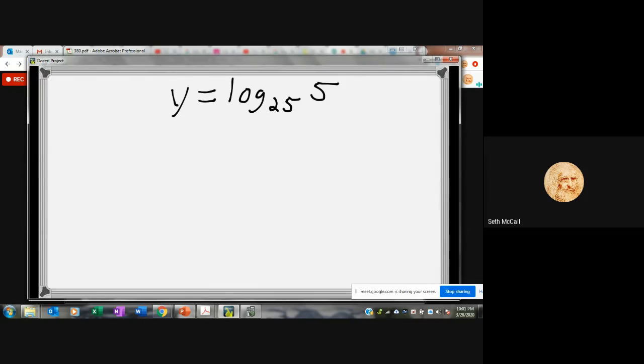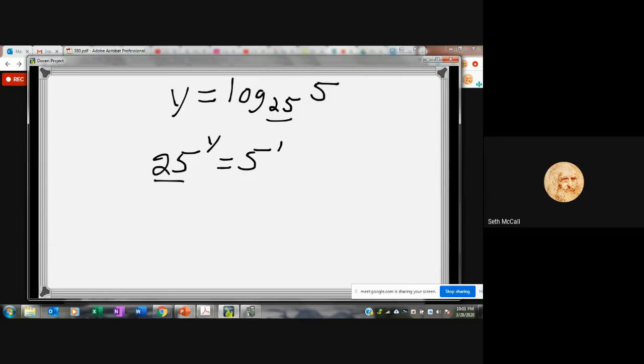So this is again logarithmic form. We want to write it into exponential form. The base of the log is 25, therefore that becomes the base of our exponent. The 5 and the y switch, and we get that. Now this one's going to take a little bit of manipulation before we can actually solve for y. First thing to notice is this is 5 to the first power.